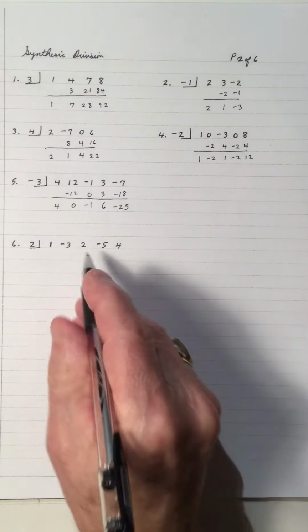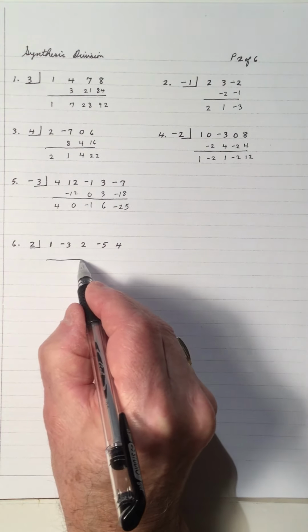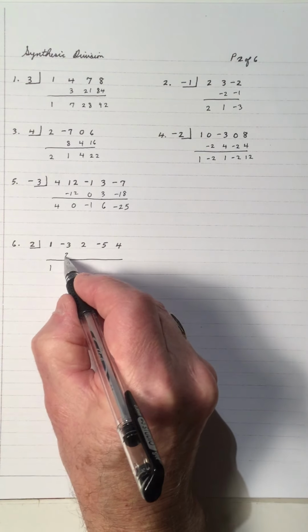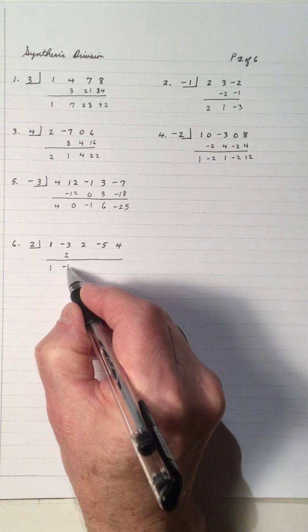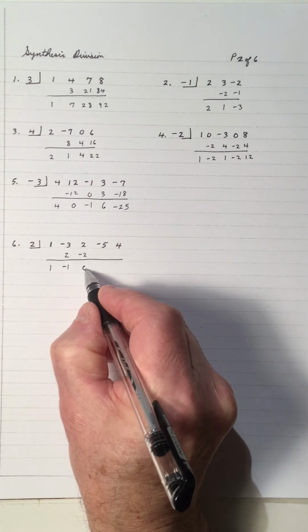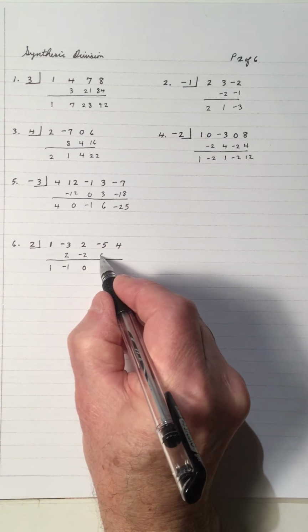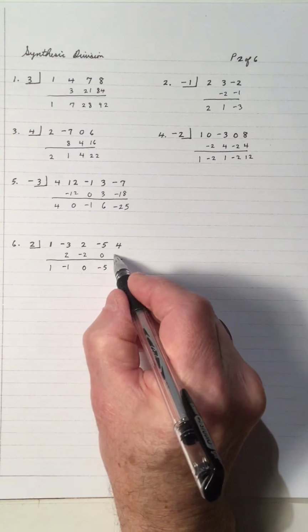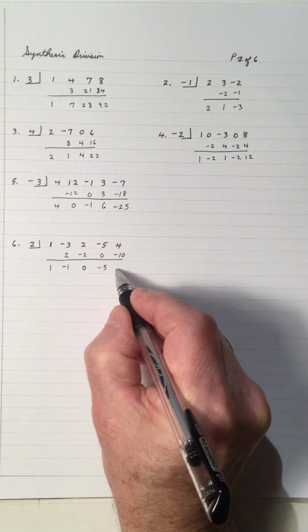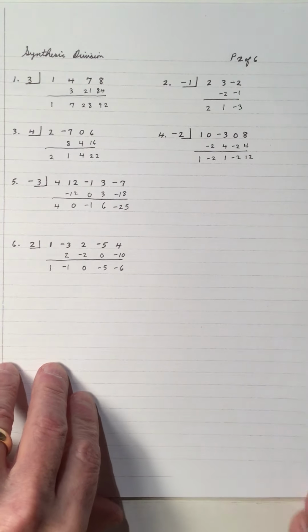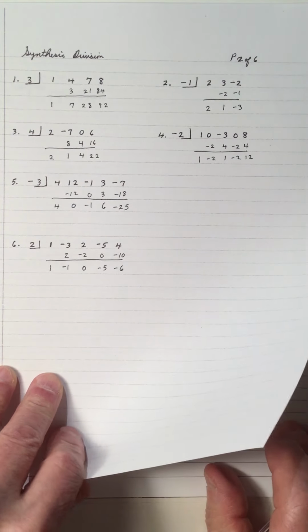And just one more for the pattern. Draw a line. Bring down your 1. Multiply 2. Add -1. Multiply -2. Add 0. 2 times 0 is 0. Add -5. 2 times -5, -10. Add -6. So this is the pattern we're going to be using in synthetic division.